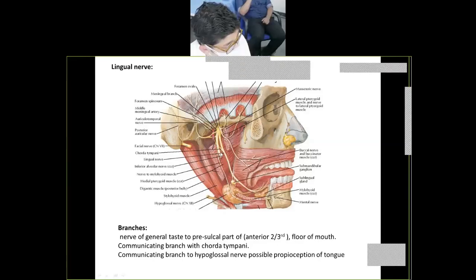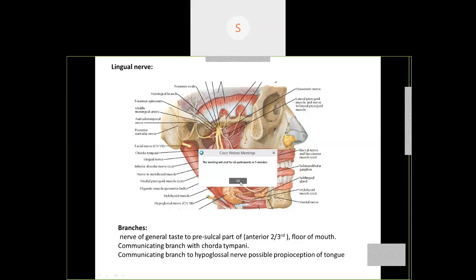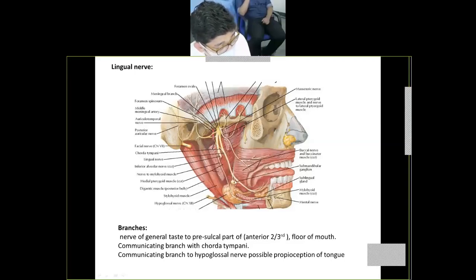So you just go through these nerves and their branches at your own pace, any problem with them, and also go through the otic and the submandibular ganglion. We will discuss it a little more in the next class.